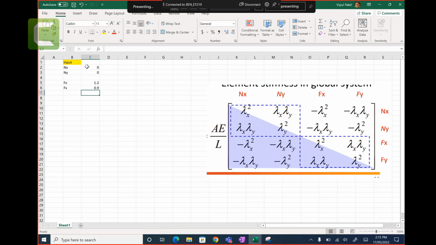From your member, you can put near node Y, far node Y. These are all your inputs that the Excel will require for you. And then we will have the length of the members. Length of the member is 1.5, right?